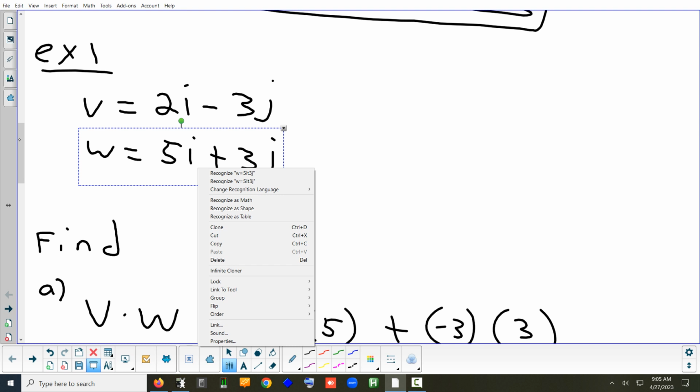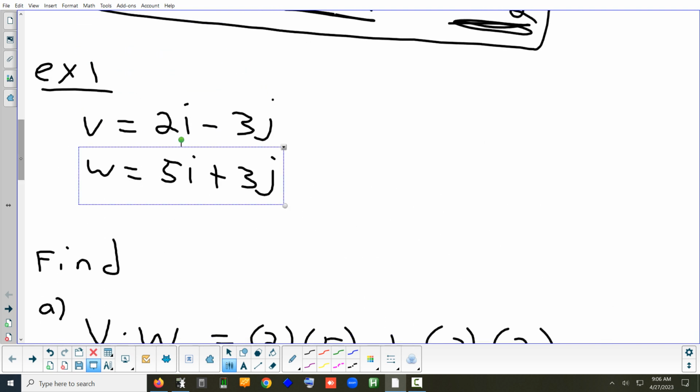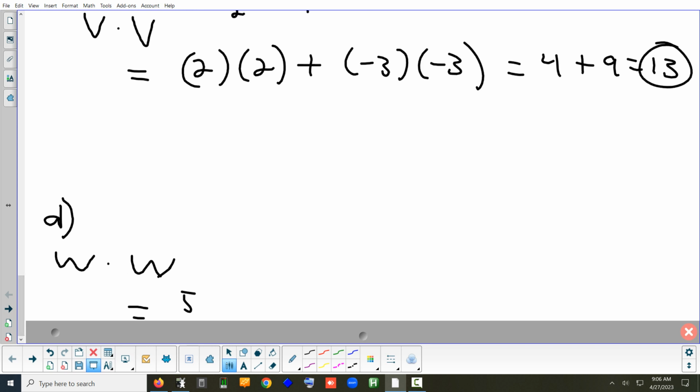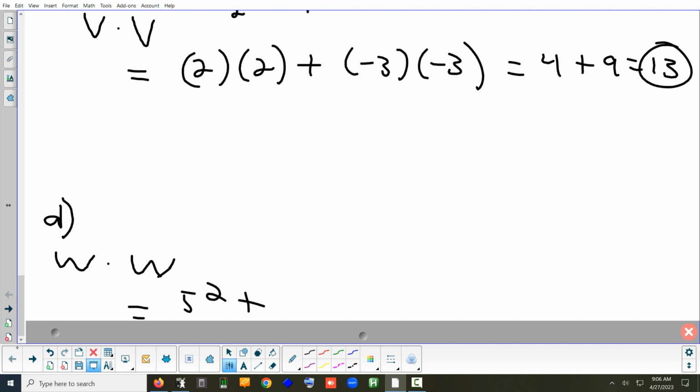If you did one more step and took the square root, you'd be finding the magnitude of W. So I'm just trying to get you to see the connection between dotting a vector with itself and finding the magnitude. They're almost the same thing. Just one has a square root and one doesn't. So square the 5, square the 3. That's 25 plus 9, which gives me 34.